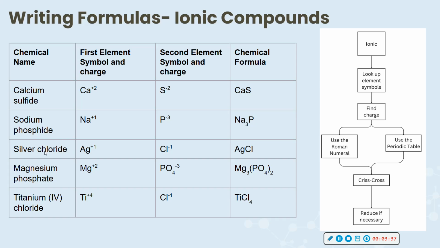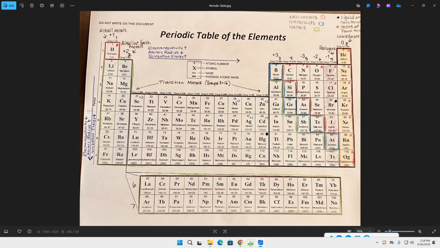Here we have silver chloride. So I'm going to look up my symbols, I'm going to find the charge, and then I can crisscross and reduce if necessary. So silver is a transition metal and its charge is positive 1. Chlorine is a halogen and its charge is negative 1. Now something to notice with silver is it is a transition metal. However, it can only have a charge of positive 1, so we don't have to try to figure out what its charge is. In another example, I'm going to show you how to do that.